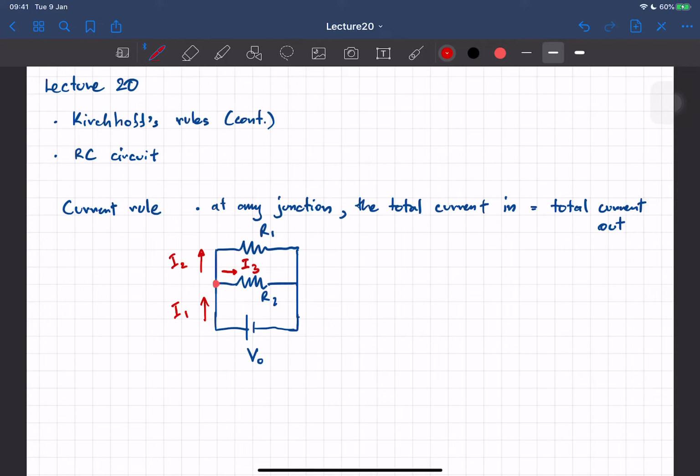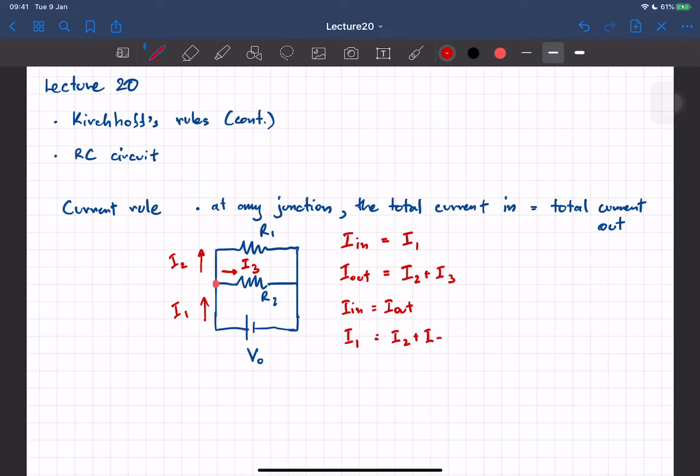The current rule says that flowing into the junction must be equal to flowing out of the junction. Well, flowing into the junction is I1, right? So I in is just I1, and then I out from the junction, there are two of them, which are I2 and I3. So we just say I2 plus I3. The rule says I in must be equal to I out. So that means I1 must be equal to I2 plus I3.